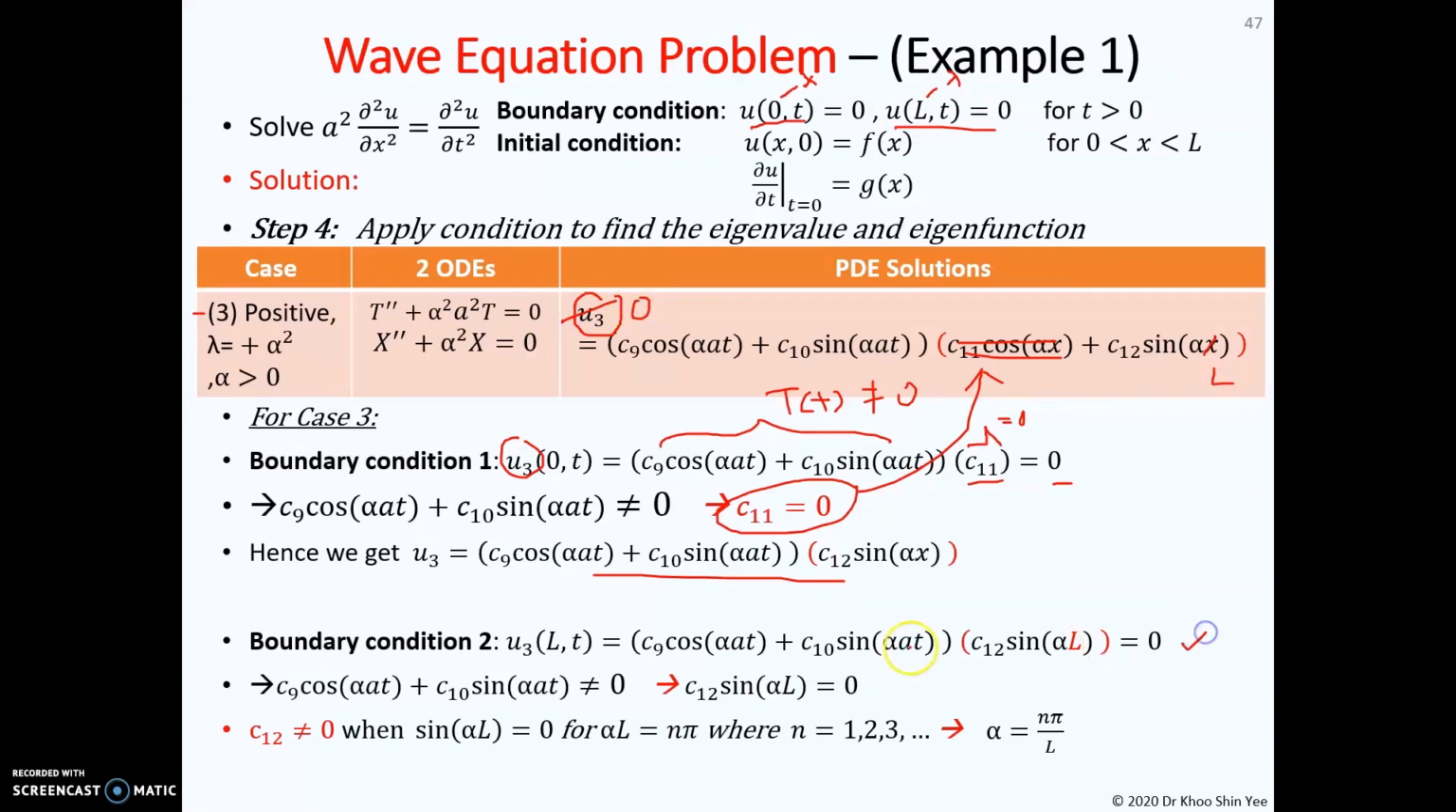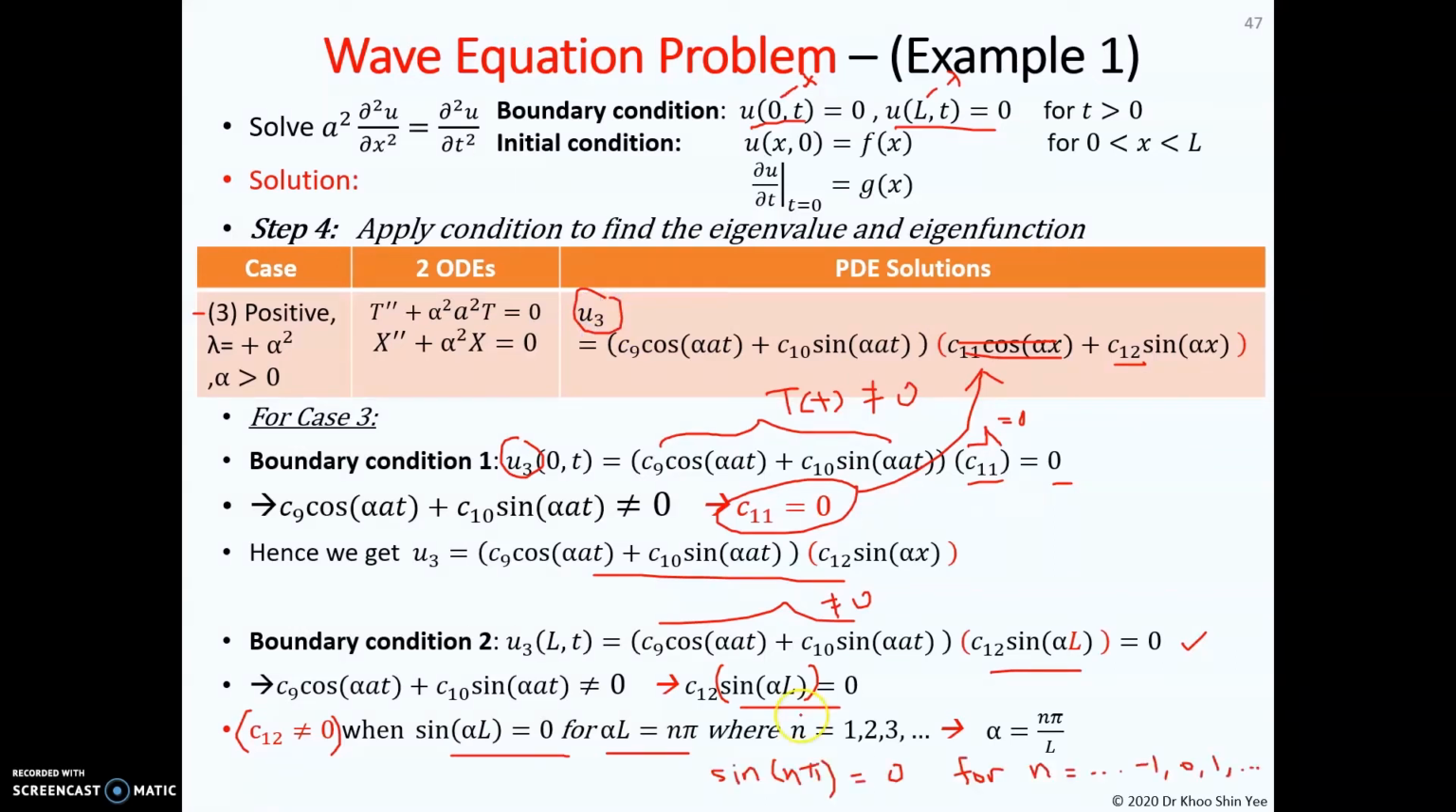So you should obtain this equation, and you know that the t function here cannot be equal to 0. Therefore, your C12 sin alpha L here must be equal to 0. Since we know that the sin alpha L can be equal to 0 when the alpha L is equal to n pi, the C12 will not be equal to 0 in this case, and you have the solution for U3. You need to be careful to select the integer n here.